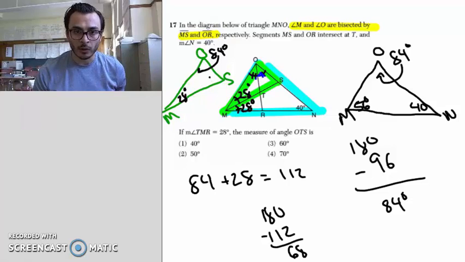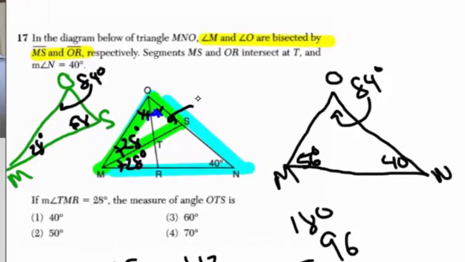So that gets us angle S. That's not the final answer. That's this angle right here. That is 68 degrees. But we are much closer to our goal because we got a 68 here, and then we know this guy over here is going to be half of 84. What's half of 84? 42.